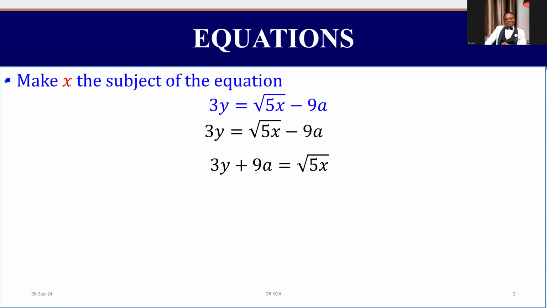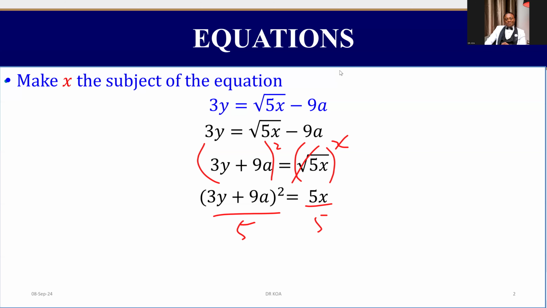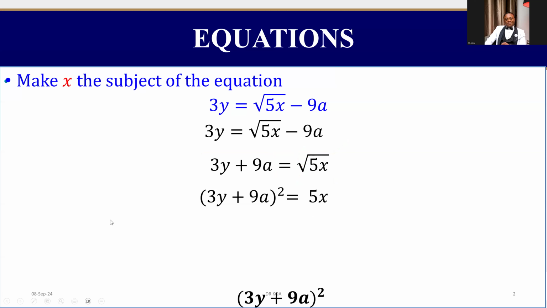So once you take the square of everything on the right and everything on the left, the square on the right cancels the square root. So you have this one here squared, and then this square will cancel the square root. That's how you are left with a 5x on the right-hand side, and everything on the left-hand side is squared. At this stage, you divide both sides by 5, x is equal to what you have in this situation. This is fairly simple. Next one.